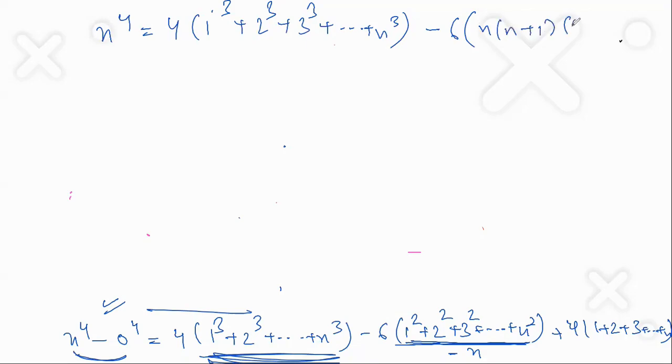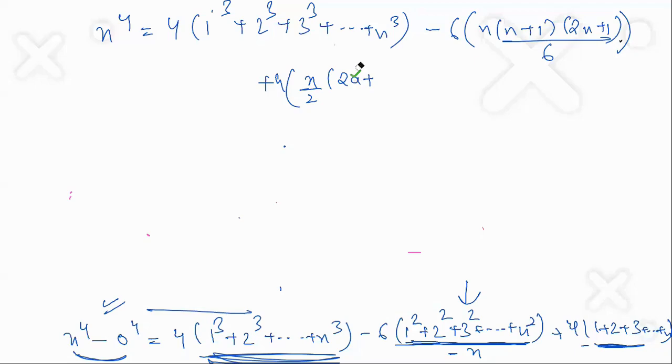So n into n plus 1, 2n plus 1 by 6. This is the final result of this one, plus 4 times the sum of the squares of n natural numbers. That is how much? n by 2, 2a plus, and the first term is 1 only. So it will be n multiplied by n plus 1 divided by 2. Let's take it as simple as that. And minus n. This is the final.